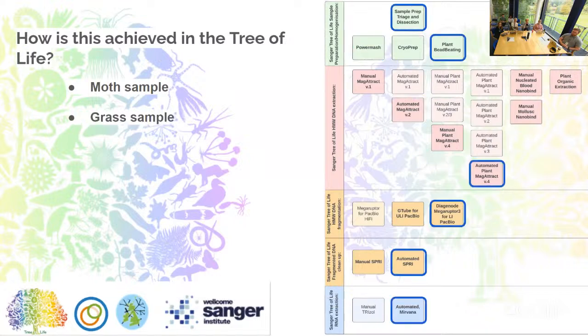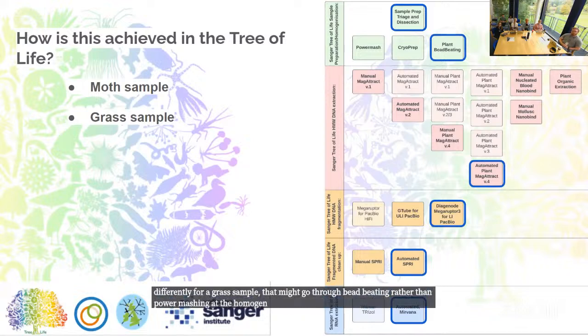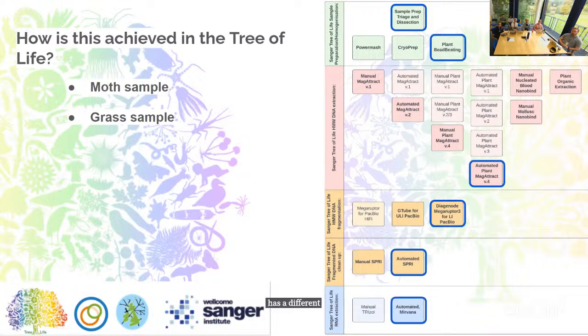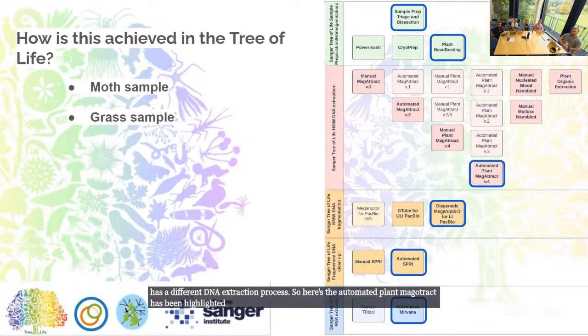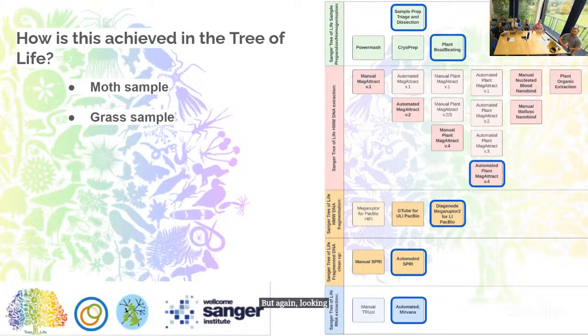Differently, a grass sample might go through bead beating rather than power mashing at the homogenization section. It has a different DNA extraction process. So here the automated plant Magattract has been highlighted. But again, we're looking for Megaruptor fragmentation for a HiFi library.